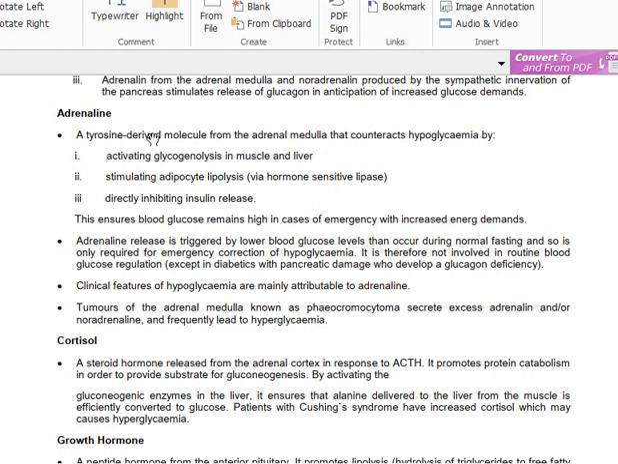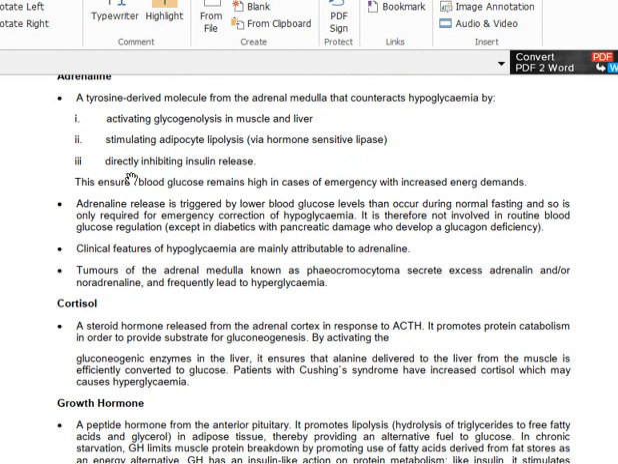It's going to activate glycogenolysis at the level of the muscles and the liver. It's going to stimulate adipocyte lipolysis via hormone-sensitive lipase, so it activates the lipase enzyme, and then it's going to directly inhibit insulin release. So this ensures that blood glucose remains high in cases of emergency or increased energy demand.